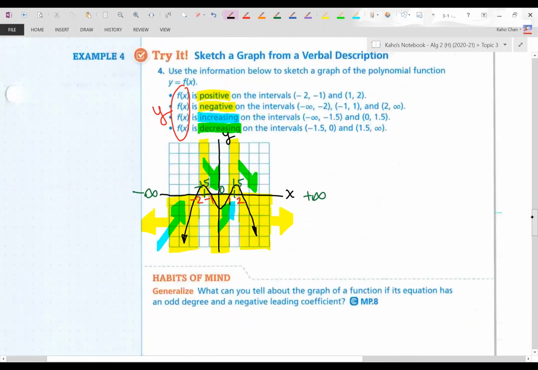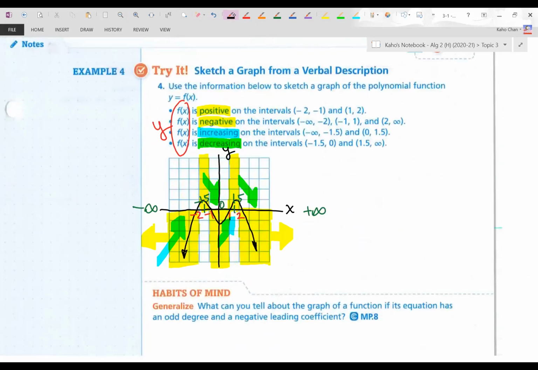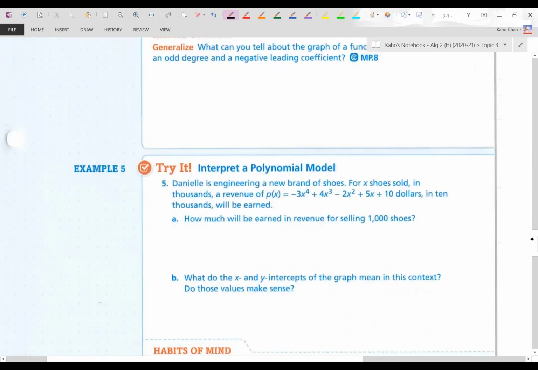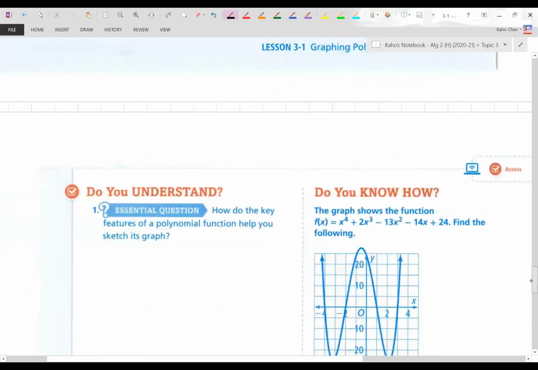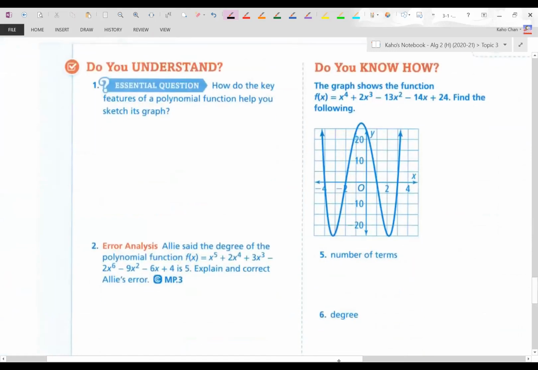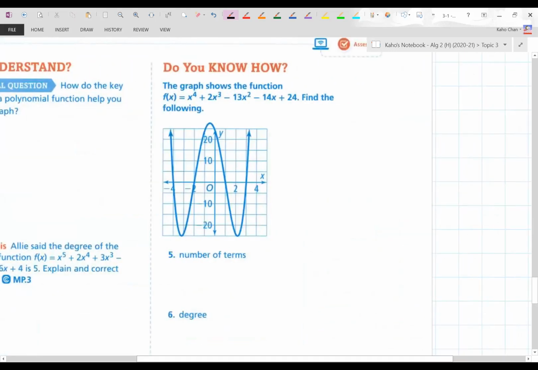If you guys have any questions on example 4, not too bad, huh? Okay, so we're just going to skip this one and jump to the last page. Here we go. I'm going to focus on the right column here. We have a graph that's already been placed here based off of this polynomial: x to the 4th plus 2x to the 3rd minus 13x squared minus 14x plus 21.